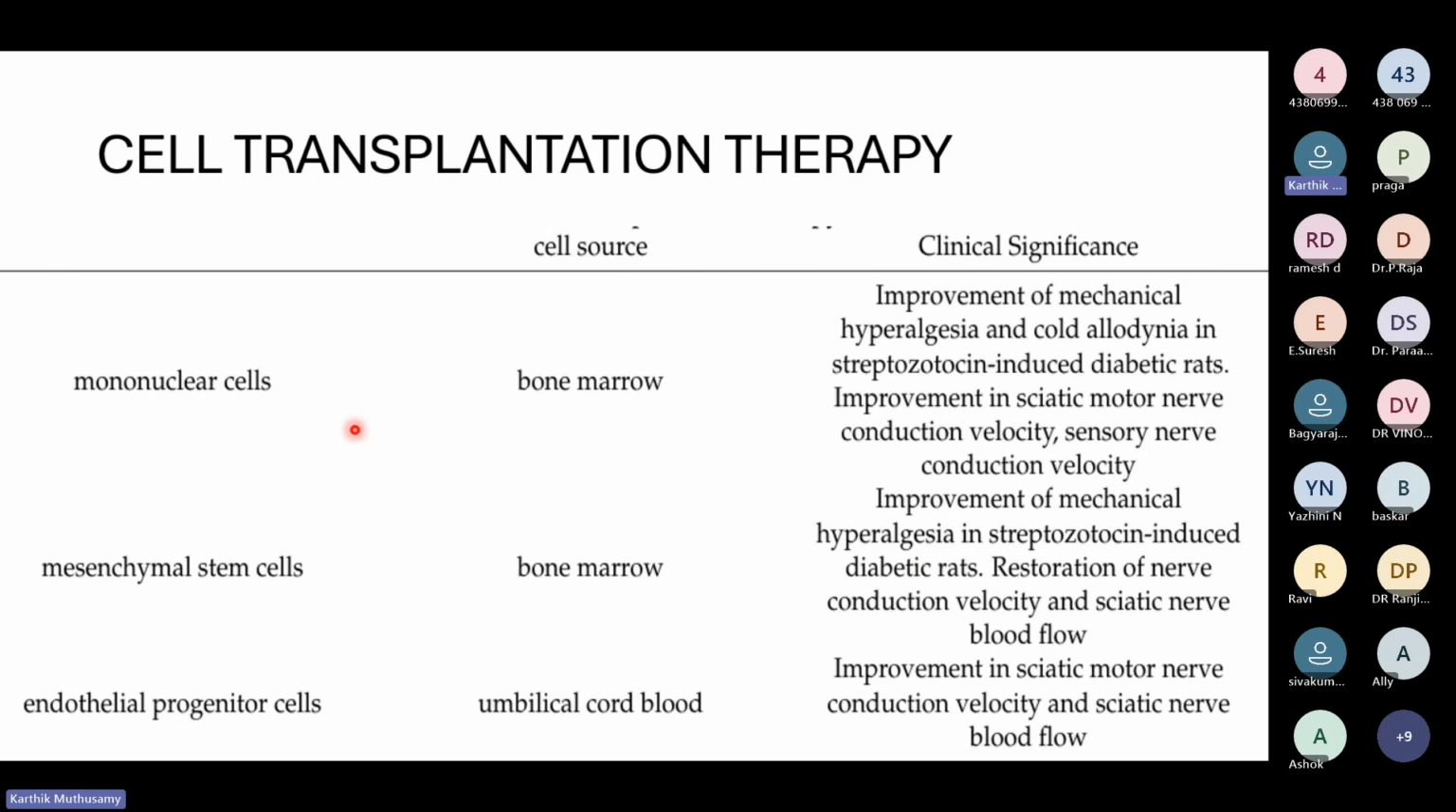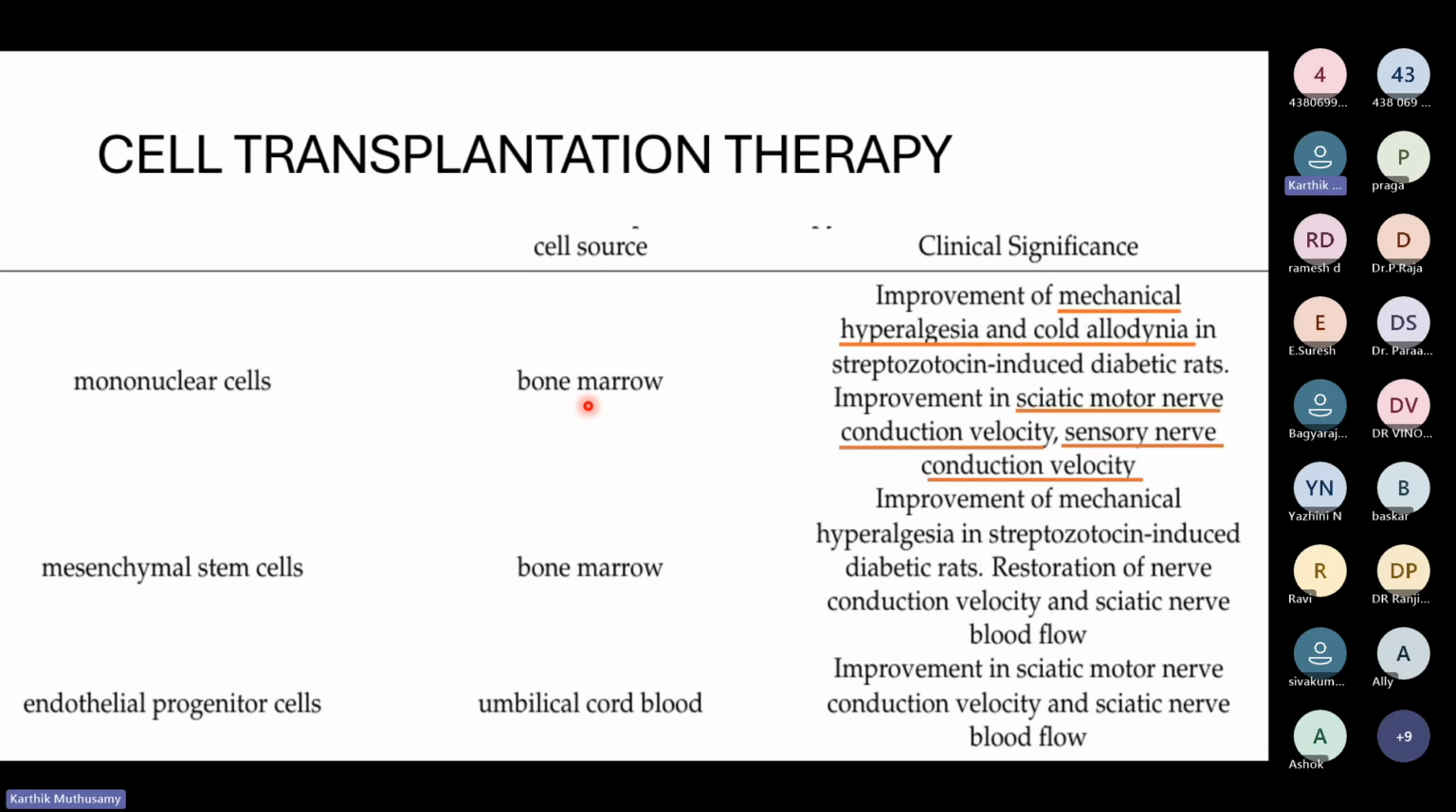The next novel therapy under trial is cell implant transplantation therapy. Three cells are currently under trial. First is the mononuclear cell, next is the mesenchymal cells, and the other one is the endothelial progenitor cells. Mononuclear cells are derived from the bone marrow. It causes improvement of the mechanical hyperalgesia and cold allodynia. It also causes improvement of the sciatic motor nerve conduction velocity and sensory nerve conduction velocity.